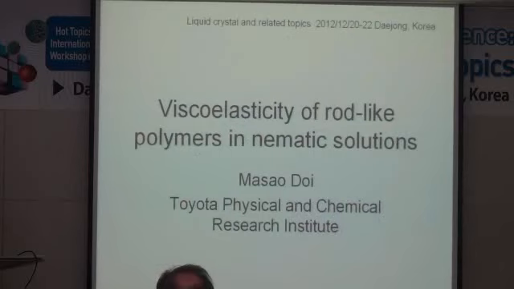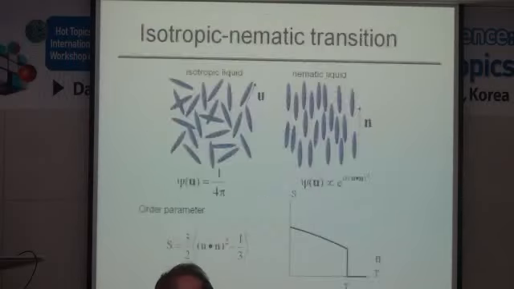Now, so far this is all for the isotropic solutions. That's the viscoelasticity of isotropic solutions. Now I would like to go to nematic solutions, the solutions at higher concentration, in a nematic state. This has been said by many people, I don't have to repeat. So in the isotropic solutions, the rods are isotropically oriented. In a nematic state, these rod-like molecules are oriented.